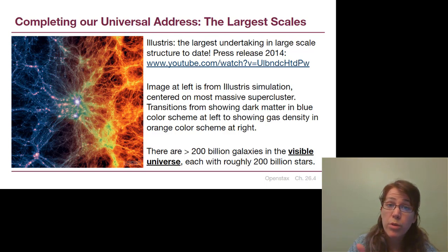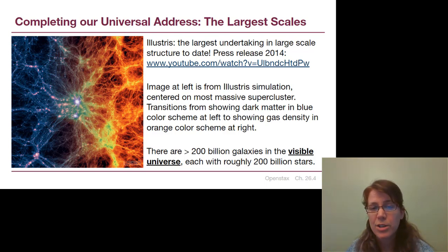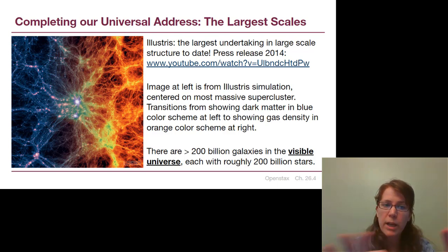It runs through the 14 billion year history of the universe and how this web-like filamentary structure that we see on this press release image formed. In the observable universe, or the visible universe, there's over 200 billion galaxies, each with roughly 200 billion stars. And that's just the part that we can actually measure with telescopes. So, chapter 29 is going to be getting into the really big picture ideas.